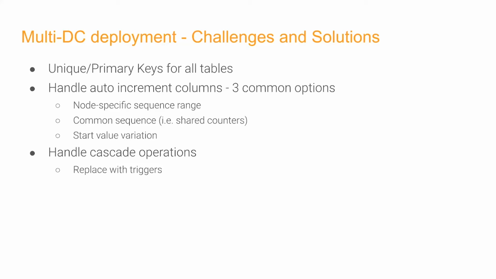Another problem is handling cascade operations, because cascade operations can conflict with the database replication process. Therefore, we have to avoid cascade operations in a multi-data center deployment. We can do that with triggers. Simply what we do is replace cascades with triggers. So we have done all of these in our multi-data center database script, which we ship with the 3.1 release.